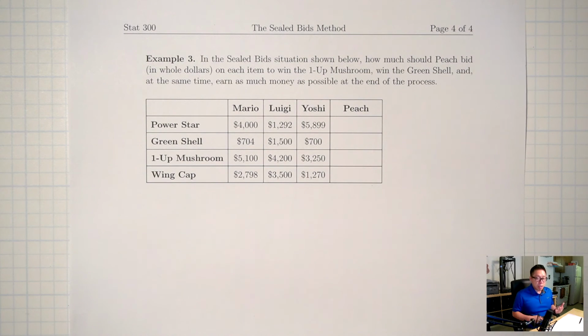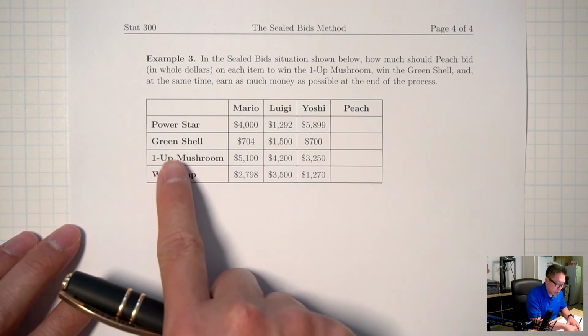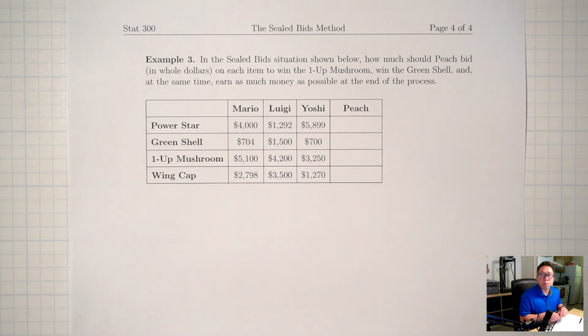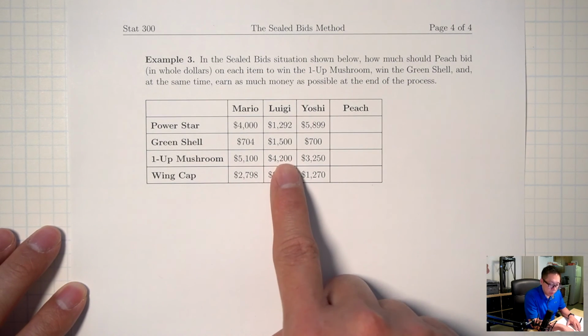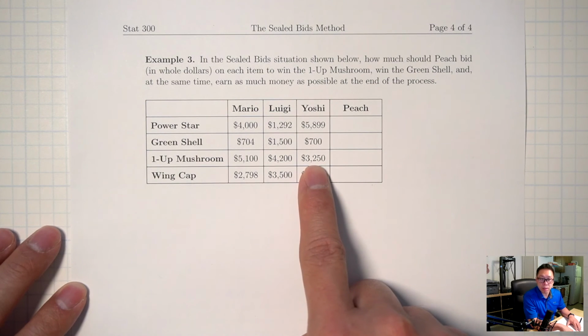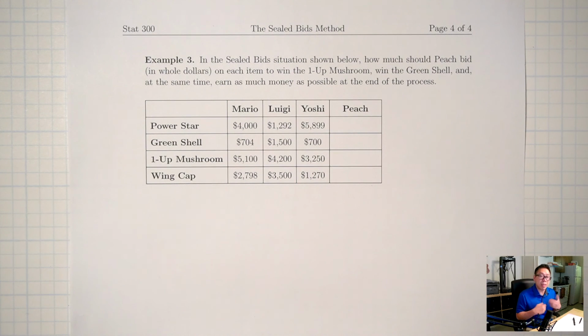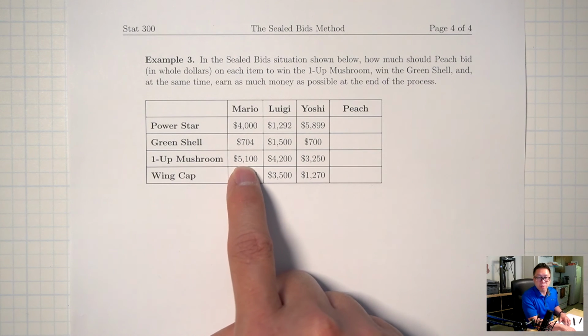So let's start with the items that she wants. The 1-up mushroom and a green shell. So let's start off with the 1-up mushroom. If she wants to get the item, she needs to be the highest bidder, right? So currently the bids are 5,100, 4,200, and 3,250. So she needs to be the highest bidder. How high should she go? Should she go 10,000? Or should she only be slightly above the 5,100?